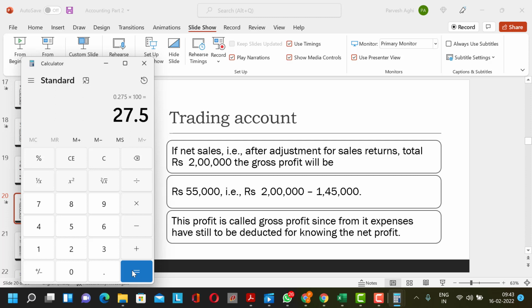Have you followed how I have done the calculation? Should I repeat it again? Yes, sir, can you repeat it? Okay, so this is very important. We can make two types of calculations. The first calculation which I'm making, please understand. What is the gross profit of the company? Tell me.